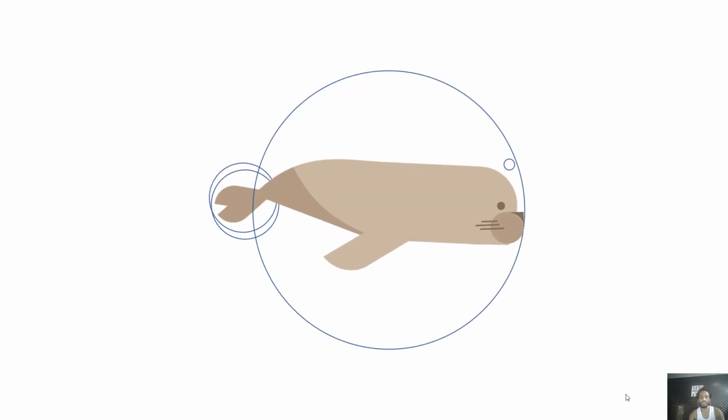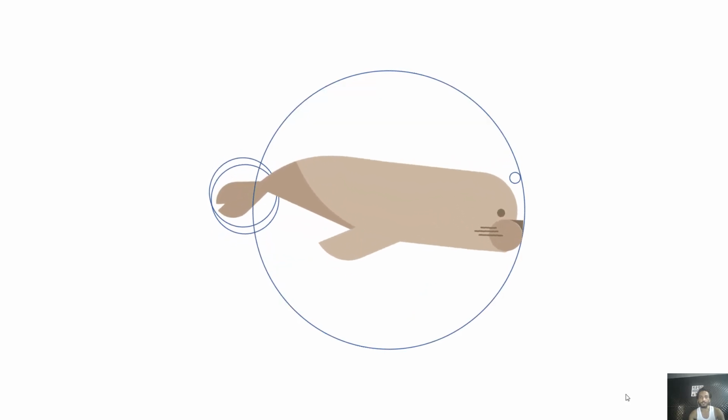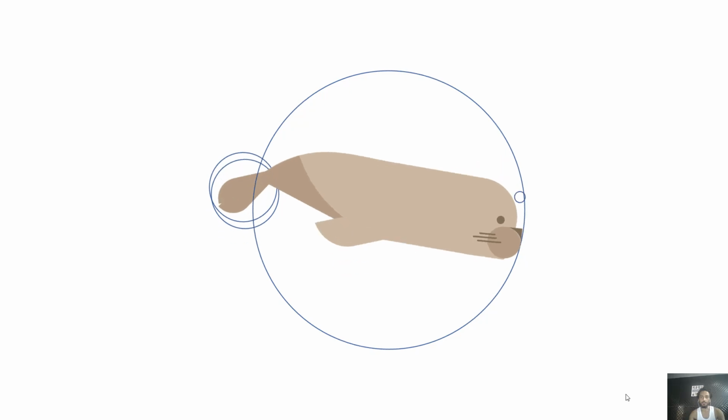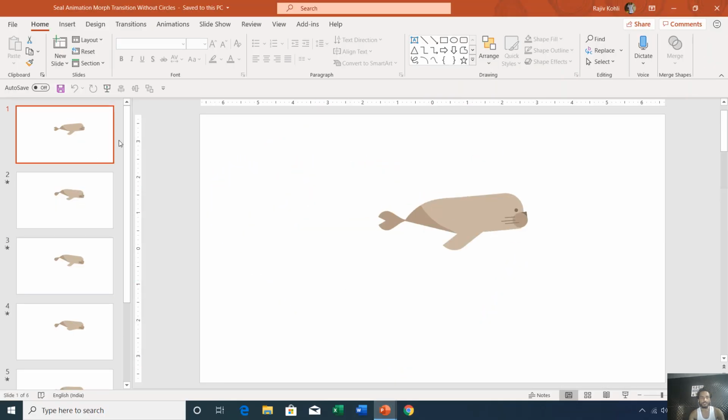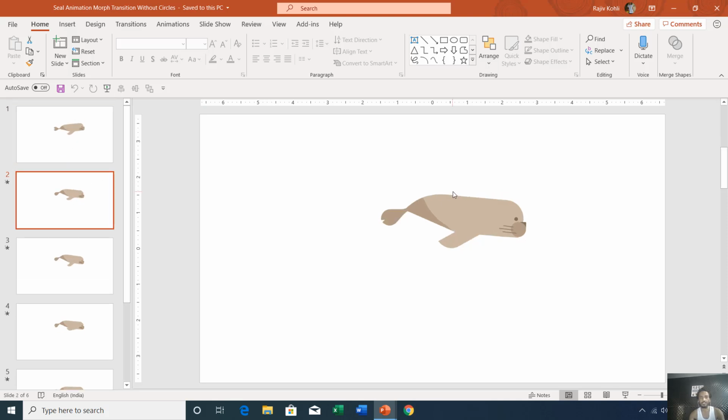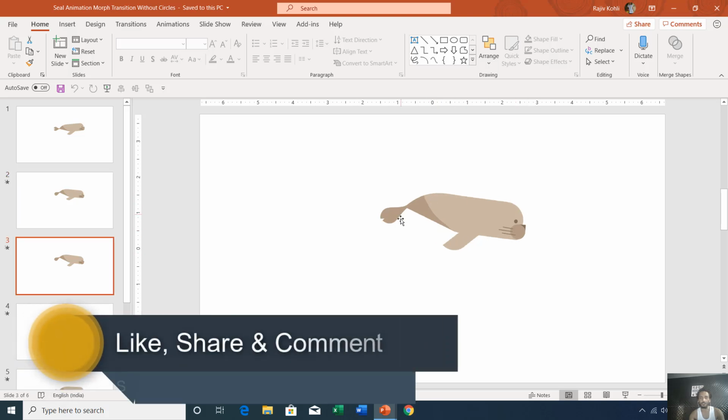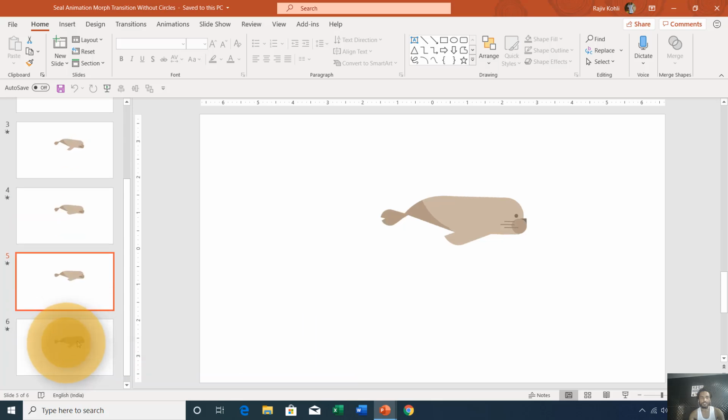Let me show you the slideshow. A little bit different than the morph transition, and let's get started with the first presentation, this one. So basically we have 6 slides here, and on each slide the position of the seal and the body parts has been changed. Like on the second slide you can see the position here, and on the third slide you can note down the tail and the fin and the body is moved a little bit, and then the fourth, fifth and sixth.